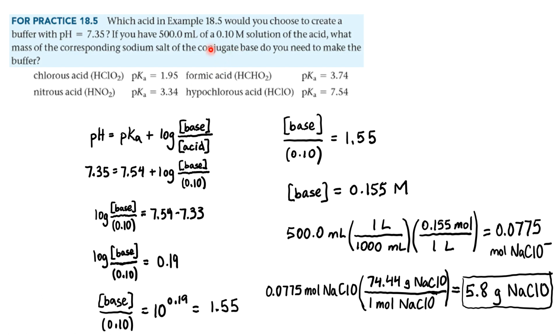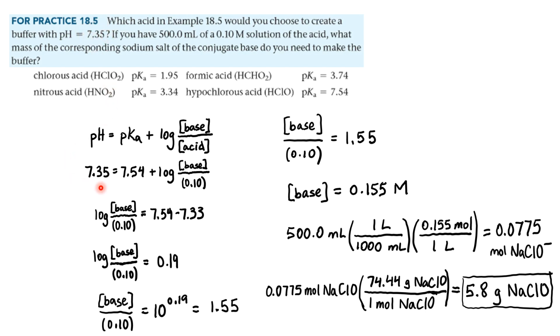I think the question also asked you if you had 500 milliliters of this 0.10 molar solution, what mass of the corresponding salt of the conjugate base do you need to make this buffer? Okay. And pretty simple. Basically what they're asking is what concentration of base do you need? And then, what mass? They want the grams. But before you get to mass, aka grams, you need to know the concentration of the conjugate base you need to maintain a pH of 7.35.